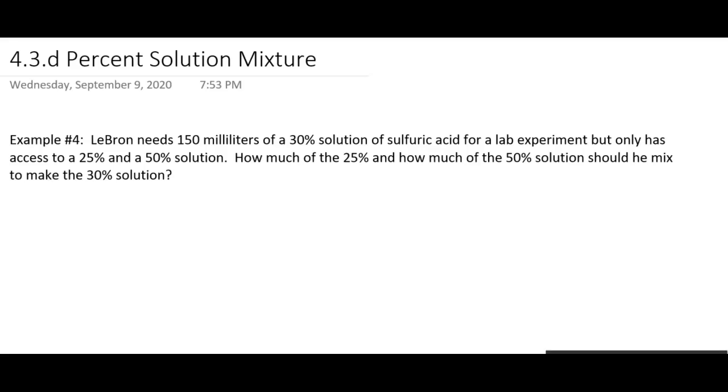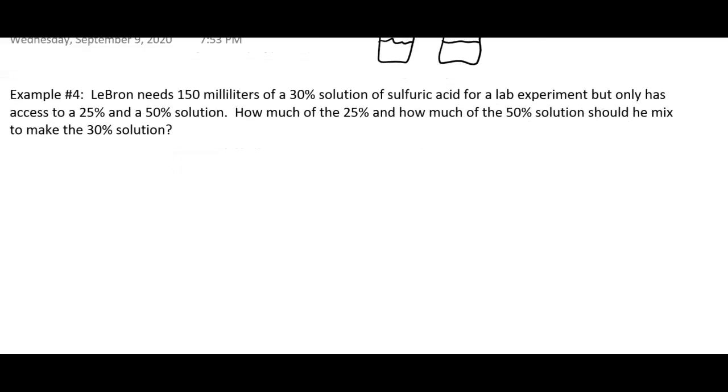So this problem is a percent solution mixture. It's when we have a beaker of one mixture and a beaker of another mixture, and we pour them in together, and they have different concentrations. In this case, we're dealing with sulfuric acid. One is a stronger percentage sulfuric acid than the other one. And I always do these problems the same way.